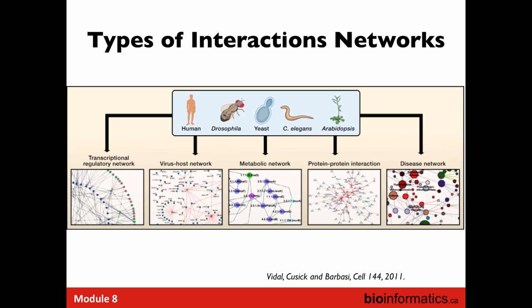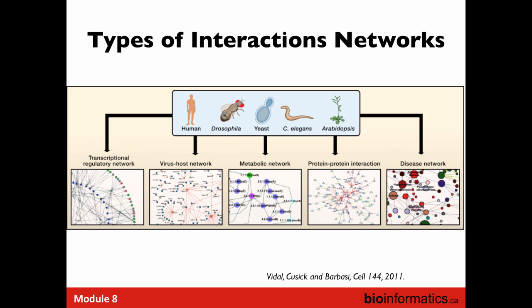These are the circular nodes. And then the putative DNA regulatory elements are the diamond nodes. And the edges represent the physical binding between the two. In the disease network at the far right, we're looking at nodes that represent diseases, and the edges represent the gene mutations that are associated with the diseases.